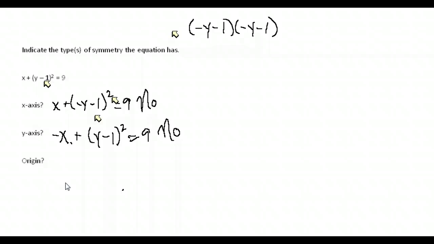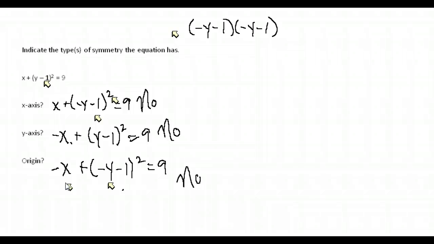Let's try the origin. We put a negative in for our x, a negative in for our y, equals 9. Again, I can't simplify either of those things. There's nothing else I can do to this equation. It doesn't look like the original, therefore this is also a no. So it is not symmetric with respect to any of these, the x-axis, the y-axis, or the origin.